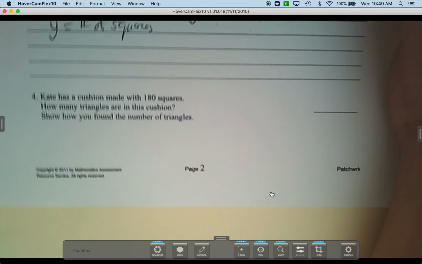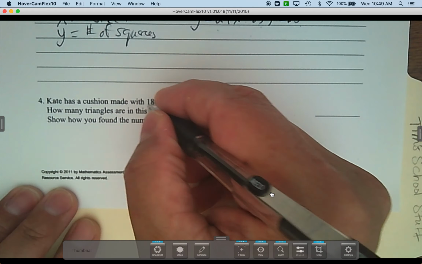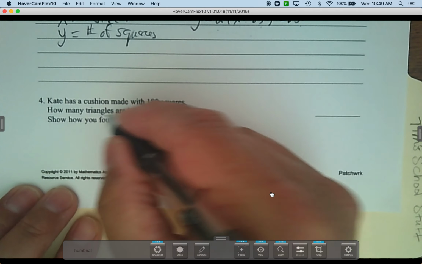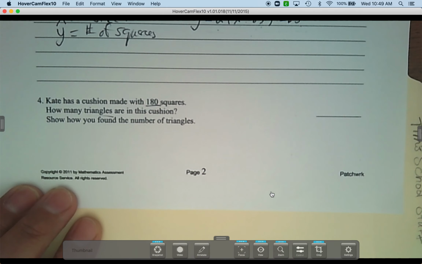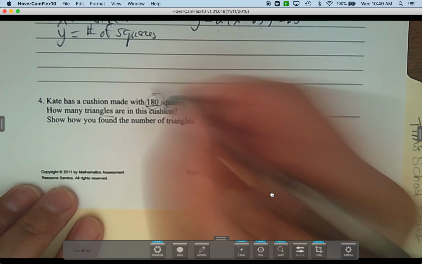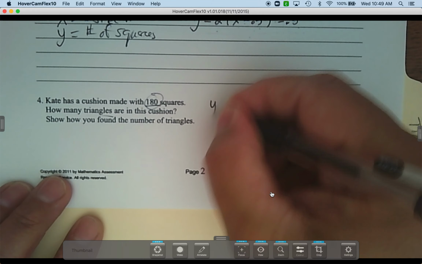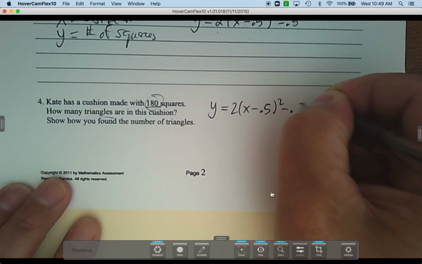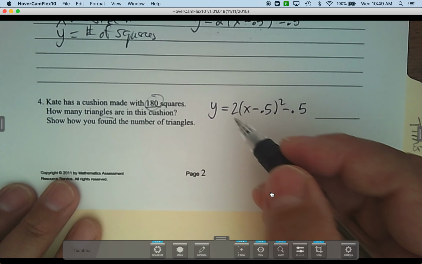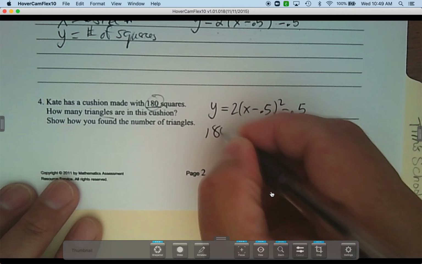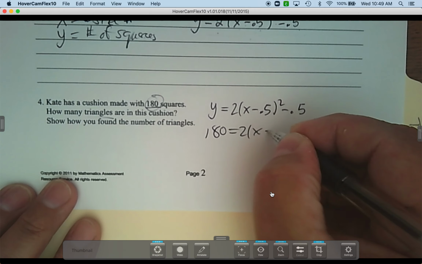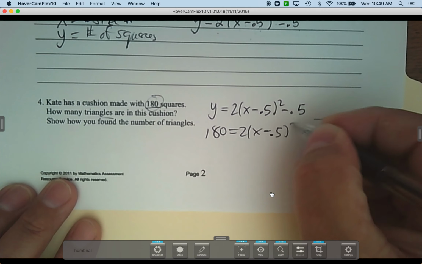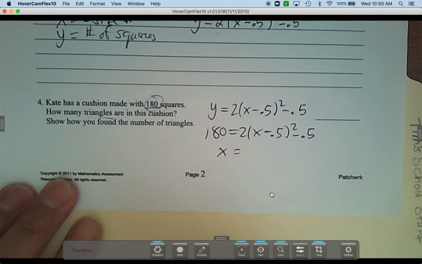So next one, last question here, number 4. It says Kate has a cushion made with 180 squares. How many triangles are in this cushion? Now, we don't have a rule that has squares and triangles, so I have to start with one piece of information and work backwards. So we have our equation y equals this, and y is the number of squares. So we're told the number of squares is 180. That is the equation I need to solve for and see what x equals.